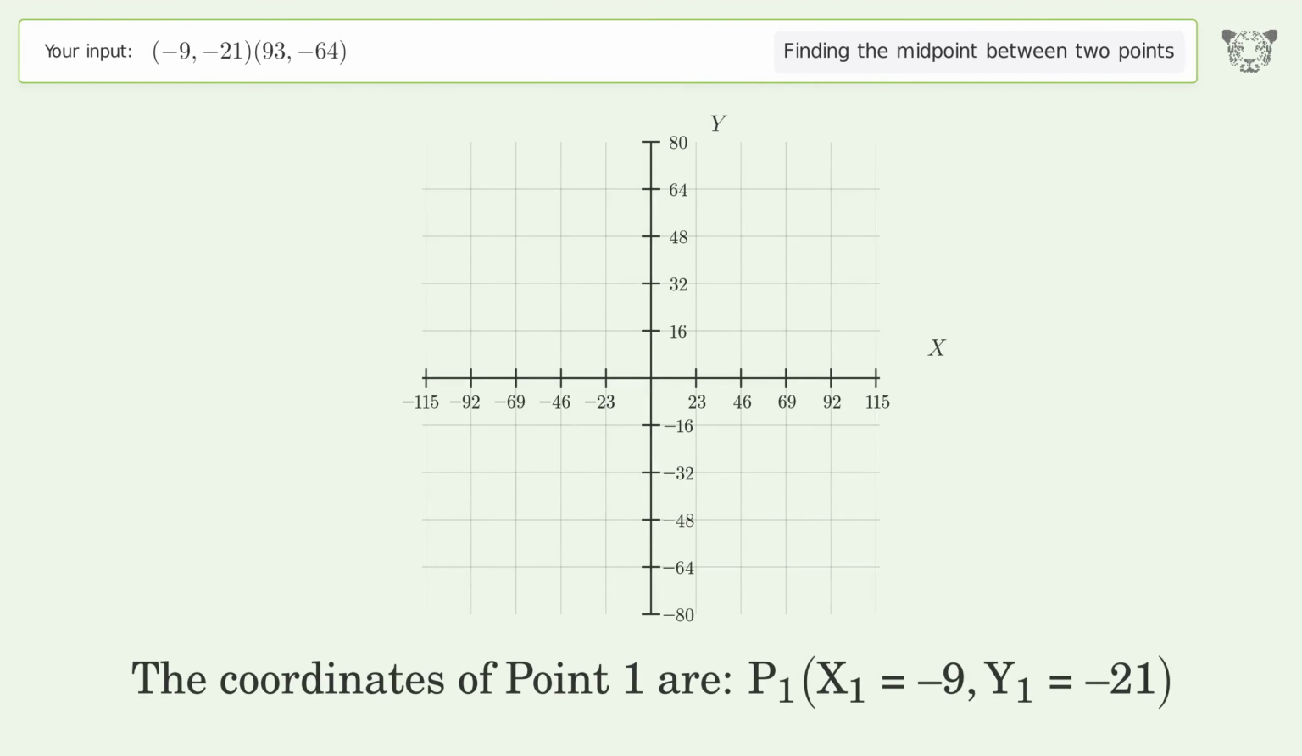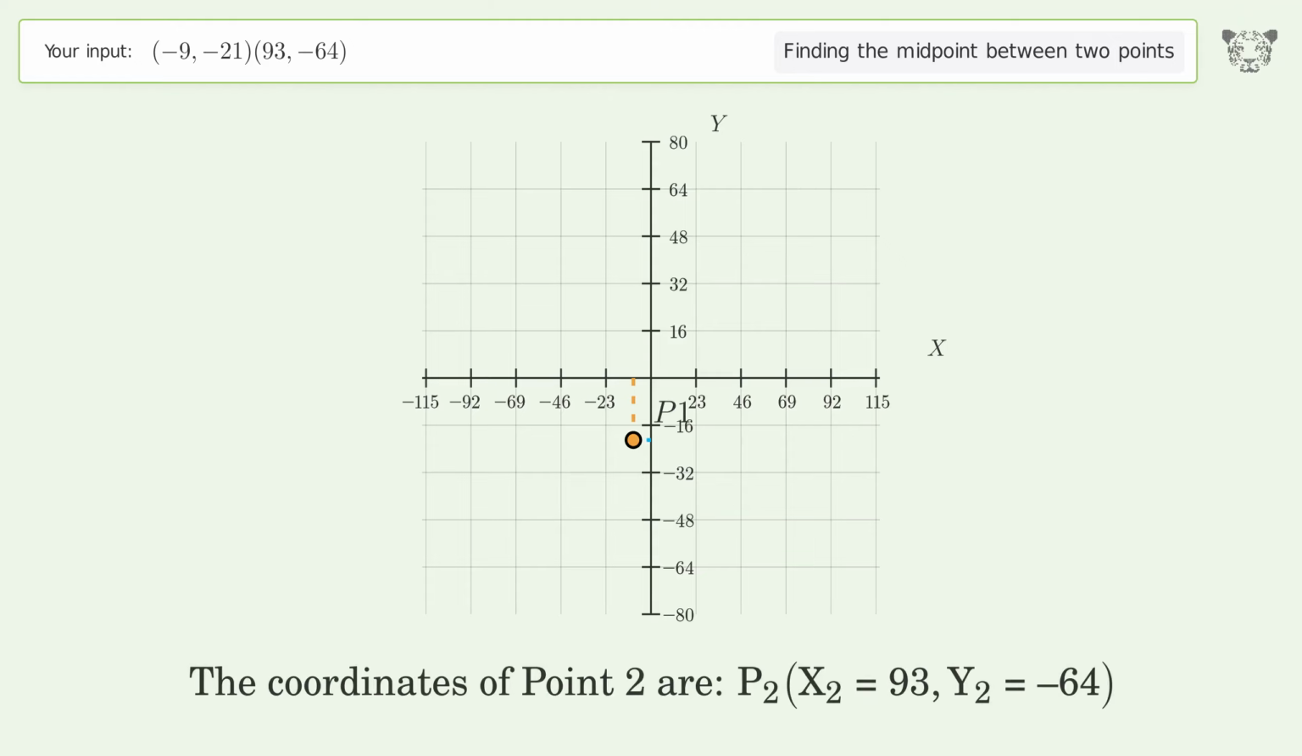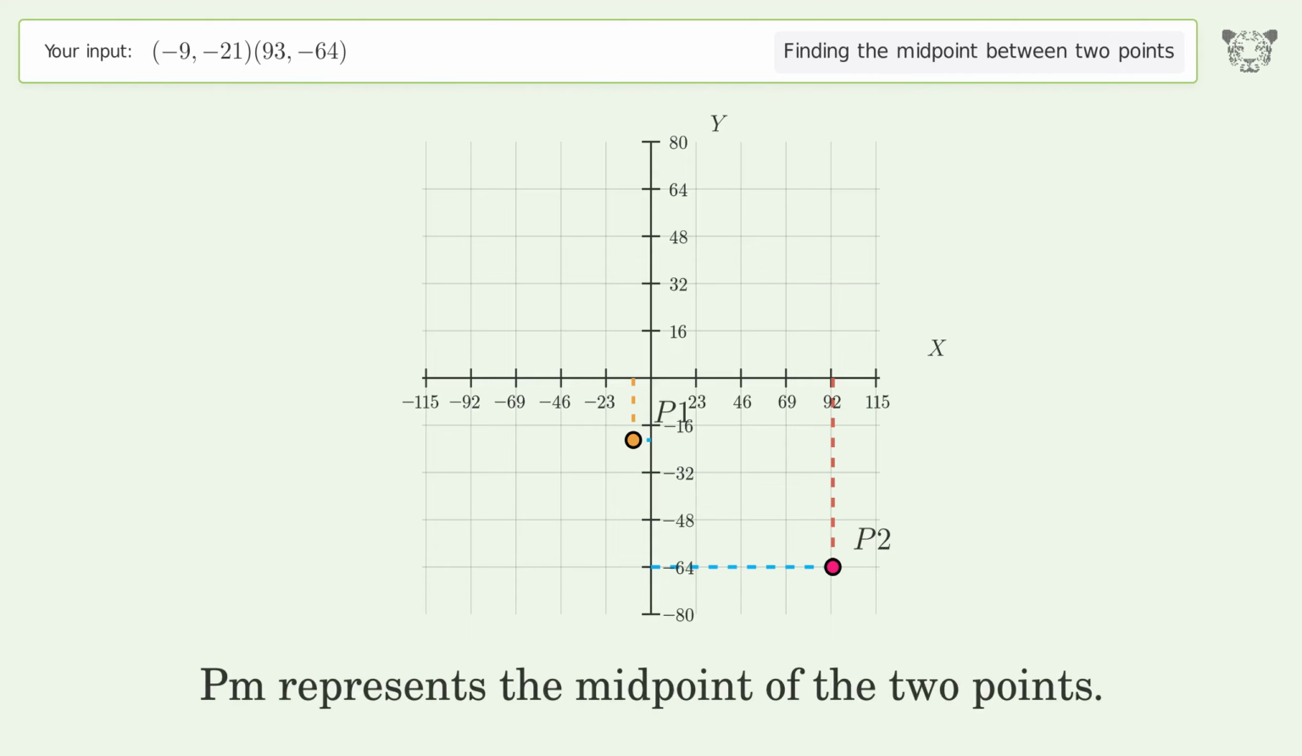The coordinates of point 1 are x1 equals negative 9, y1 equals negative 21. The coordinates of point 2 are x2 equals 93, y2 equals negative 64. PM represents the midpoint of the 2 points.